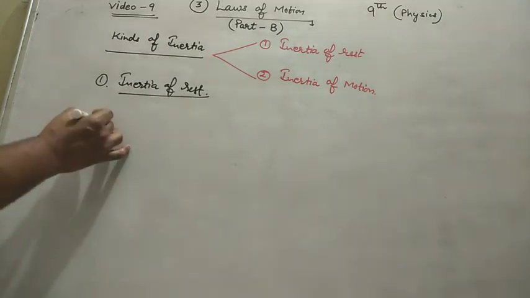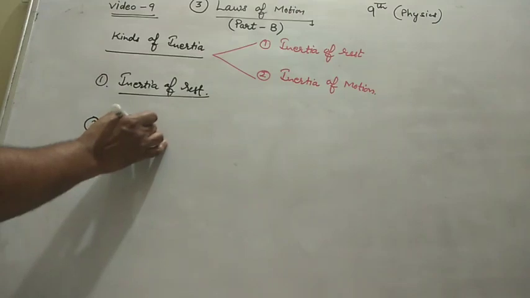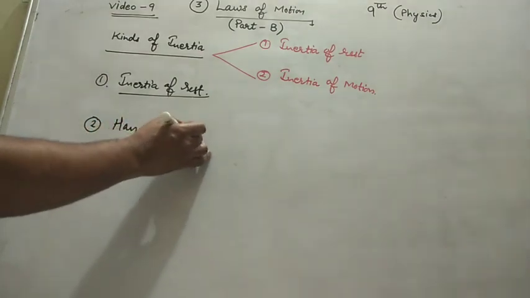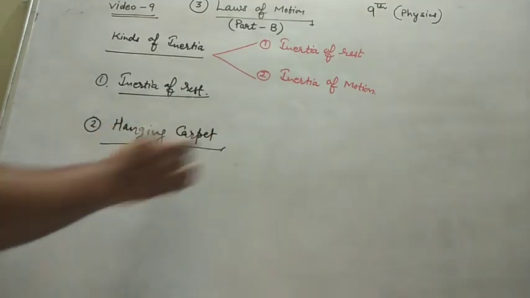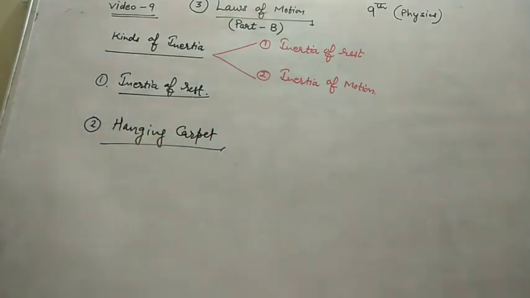Second is this hanging carpet. In that example, if we beat that hanging carpet with a stick, dust particles start falling out of it. Why? Because the fiber of the carpet will immediately come in motion, but the dust particles, although the mass is very less, due to inertia of rest will try to remain at rest and they will fall down due to gravity of earth.